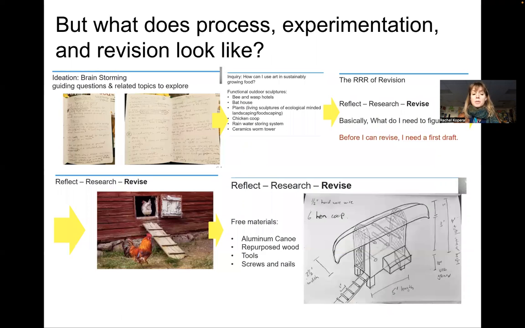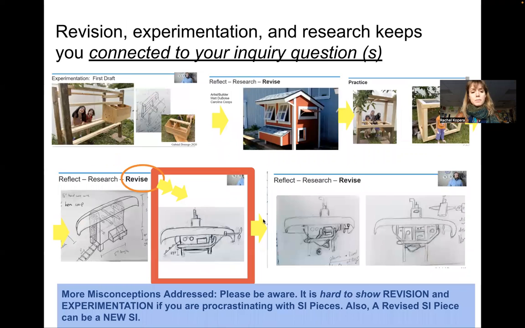Here are more examples of revision, refinement, and research. You should constantly be looking up new ways to approach your SI and evolve your question. Here's more examples of revision, experimentation, and research.